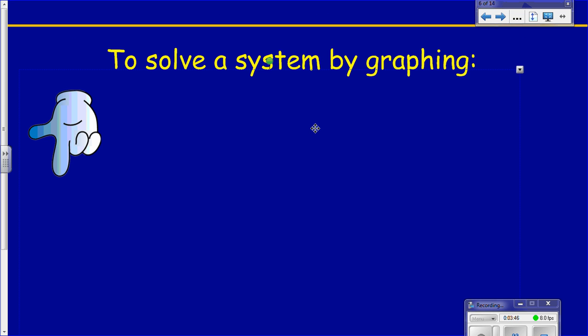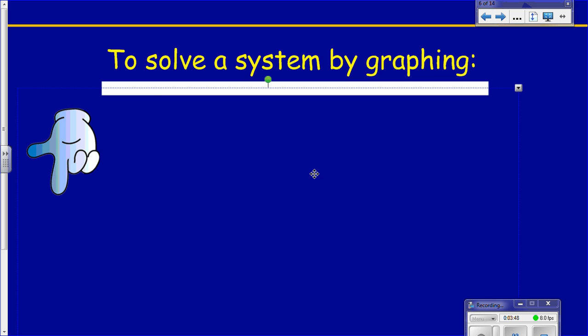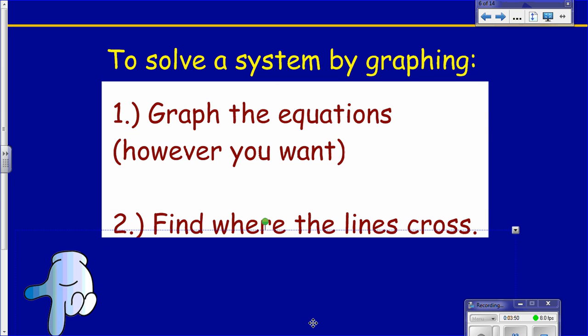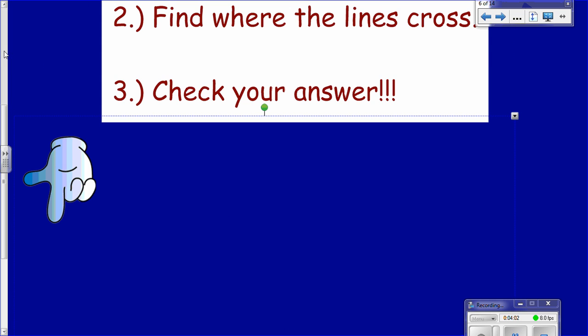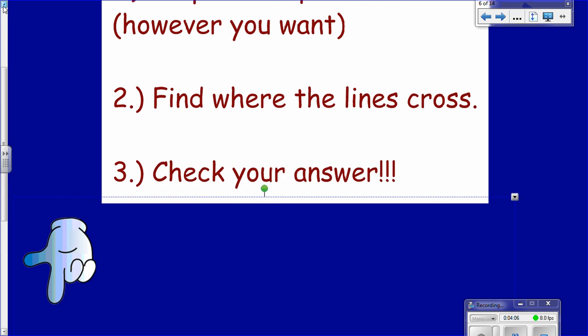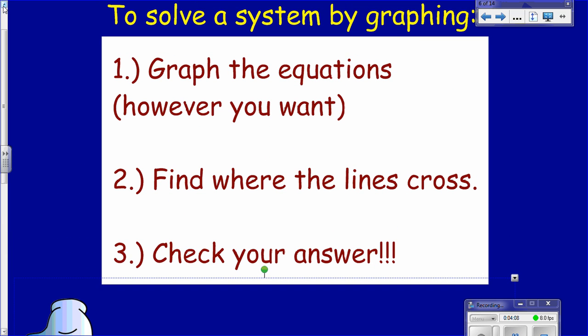Your steps. You want to graph the equations, and again, you can graph them however you want. You're going to find where the lines cross. And your last step is going to be to check your answers. And when you check them, make sure you check them in both equations.